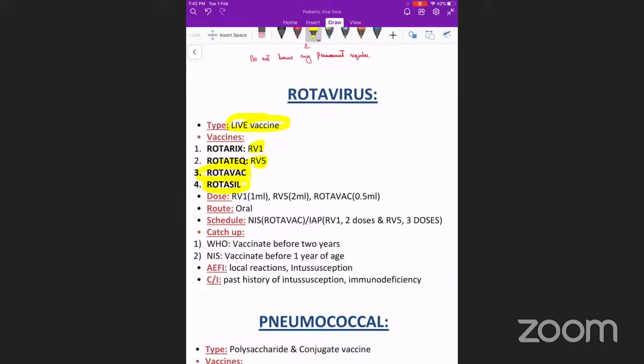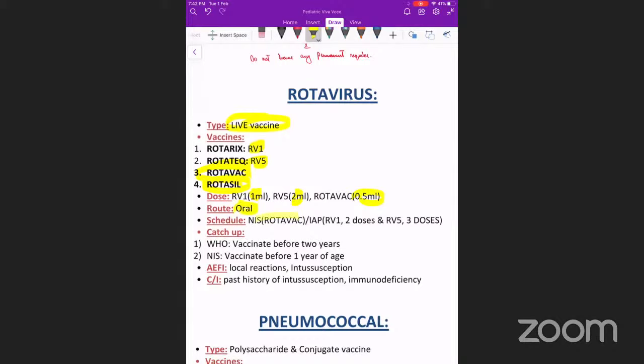Now, what is the dosage? If it is Rotarix, then 1 ml. If it is Rotatec, then it is 2 ml. And if it is Rotavac, we give 0.5 ml. All of them are given orally. Okay. In the national immunization schedule, we give Rotavac. Okay. So it is 0.5 ml.